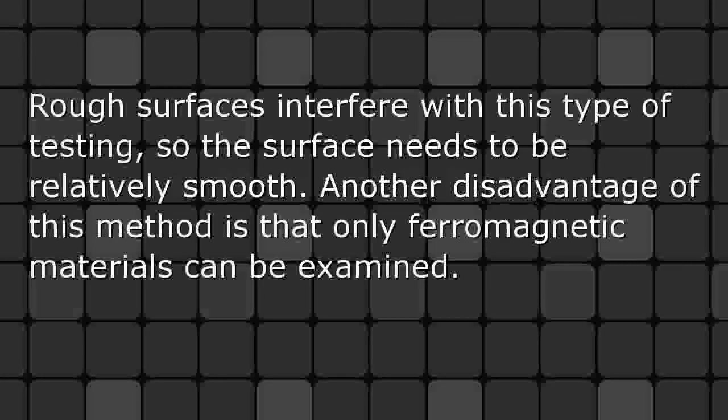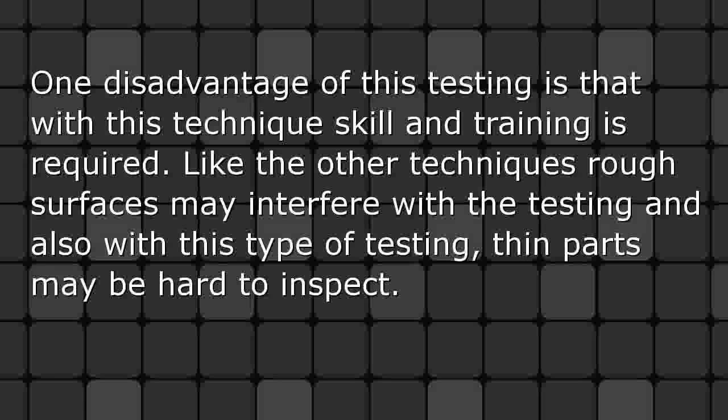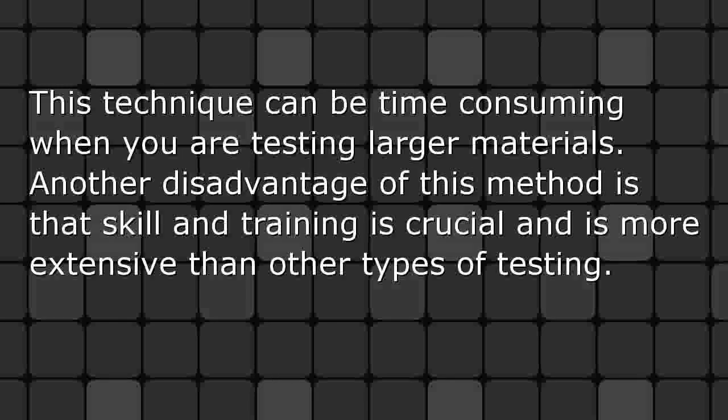Magnetic particle testing: rough surfaces interfere with this type of testing, so the surface needs to be relatively smooth. Another disadvantage of this method is that only ferromagnetic materials can be examined. Ultrasonic testing: one disadvantage is that skill and training are required. Like the other techniques, rough surfaces may interfere with the testing, and with this type of testing, thin parts may be hard to inspect.